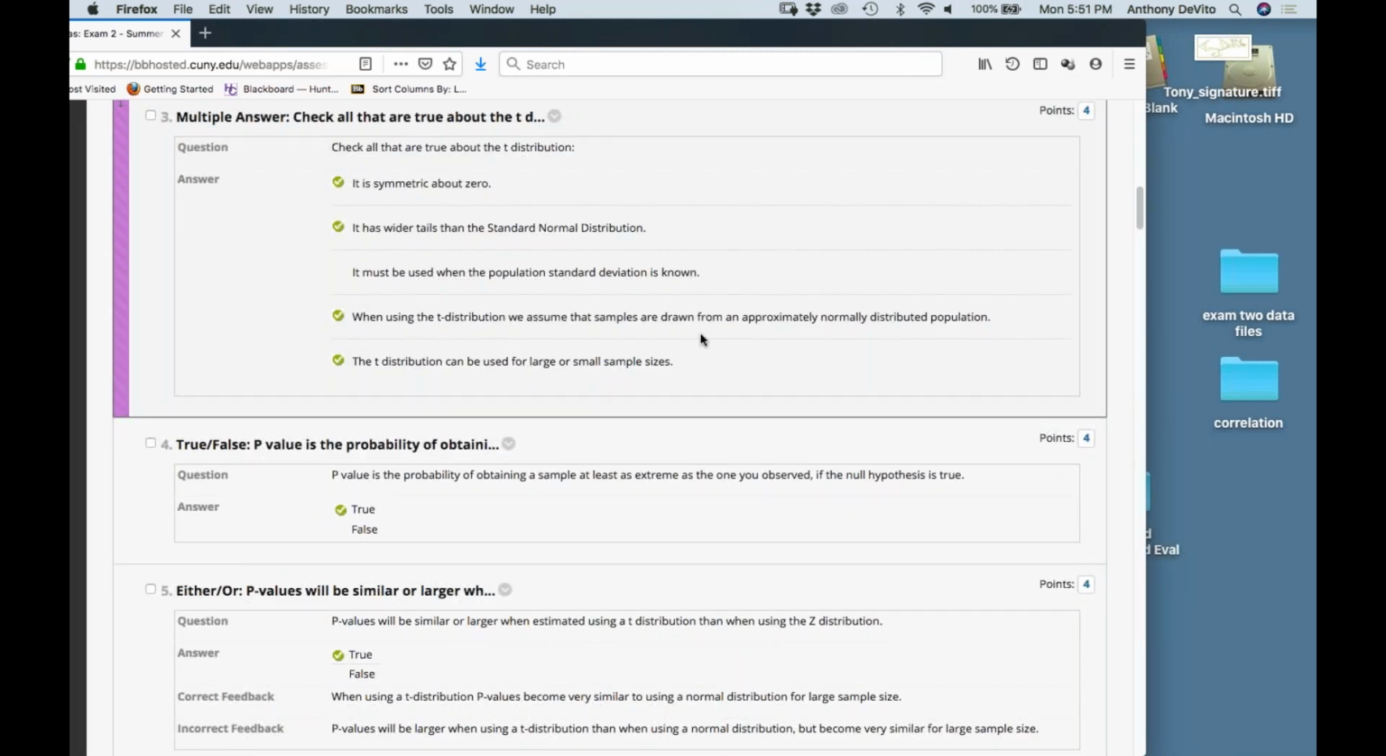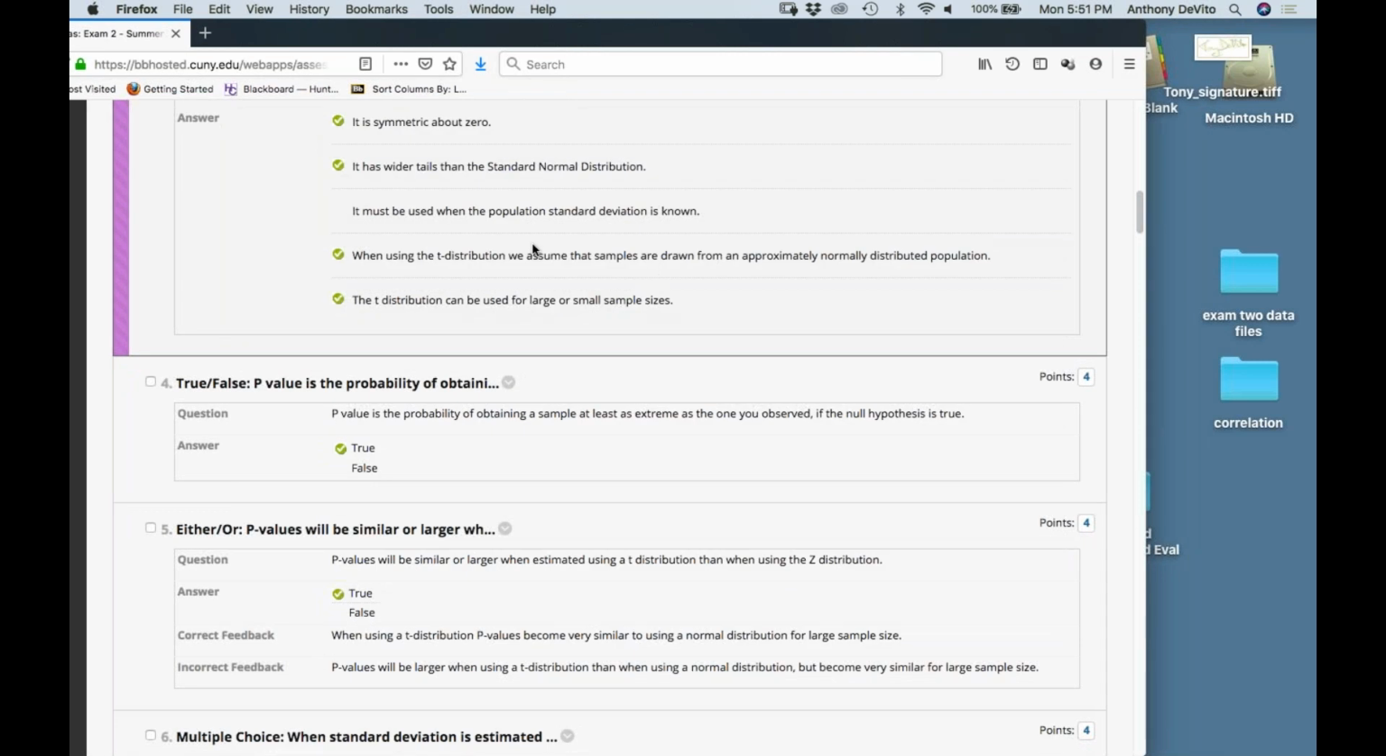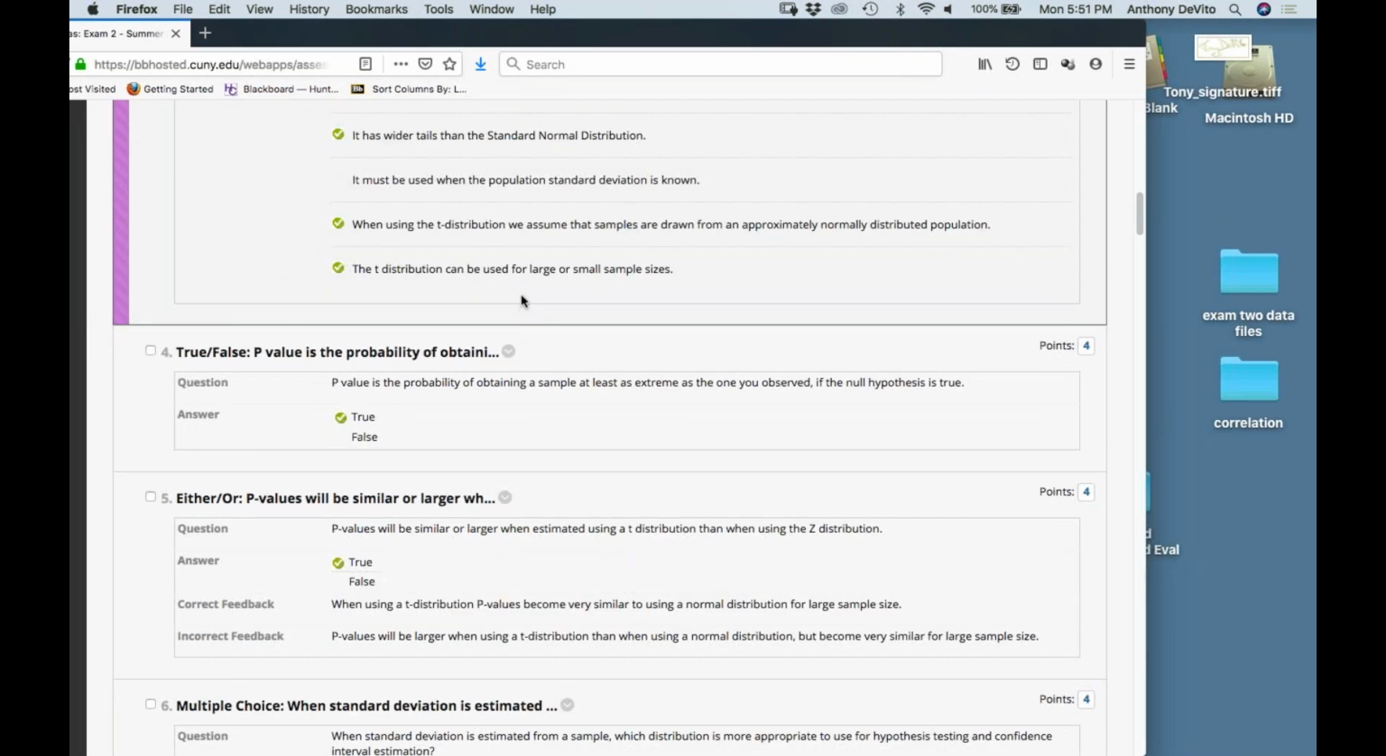The opposite of that. When using the t-distribution, we assume that samples are drawn from an approximately normally distributed population. That's true also. We typically want an approximately normally distributed population. We're less dependent on that as the sample size gets larger and larger. As we would expect, the t-value for a 95% confidence interval gets smaller and smaller, getting closer and closer to 1.96, but it doesn't reach 1.96 until you reach the full population, or infinity. The t-distribution can be used for large or small sample sizes.